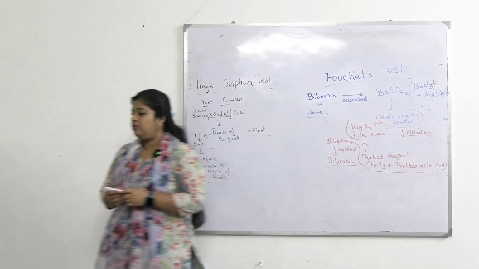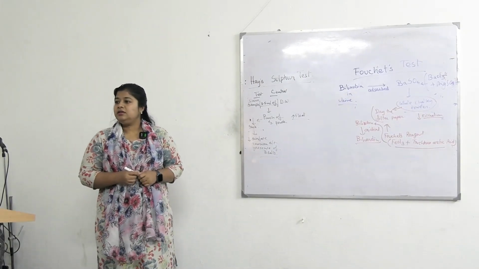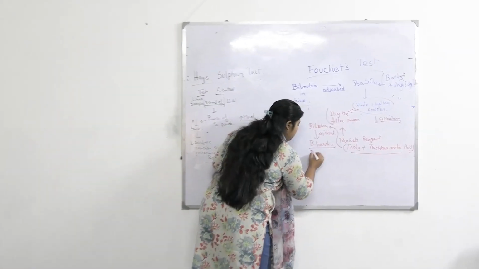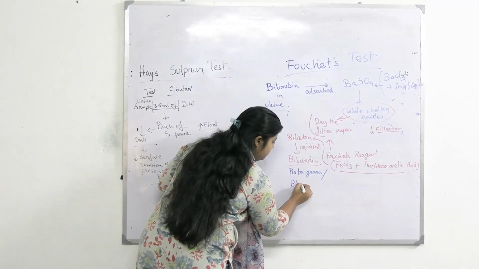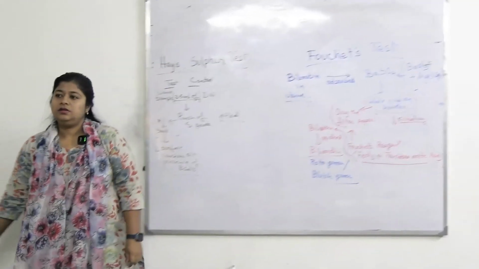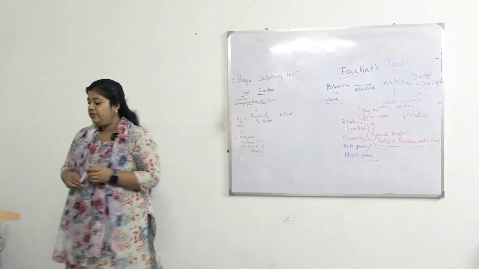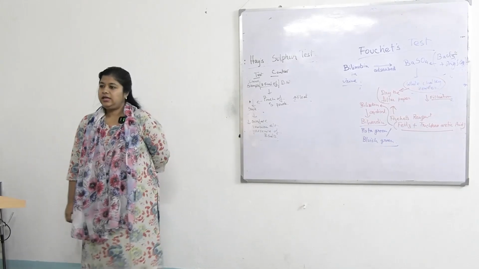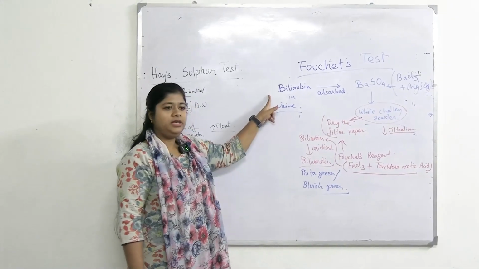Now you tell me what is the color of biliverdin? Bilirubin was yellow and biliverdin is green, bluish green. So we will get a pista green or bluish green color on the filter paper after adding Fouchet's reagent on that dried filter paper. Clear? So presence of this bluish green color will indicate presence of bilirubin.